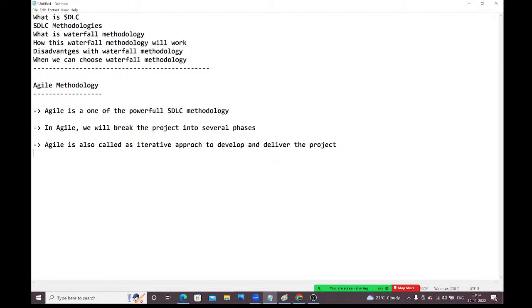See guys, Agile is one of the powerful SDLC methodologies. In Agile, we break the project into several phases, and we can call it an iterative approach. Yesterday I told you, if you go with Agile, we can achieve continuous development and continuous delivery. But if you go with waterfall, there is no continuous process. Develop and deliver, that's it. In Agile, there is a continuous process, sprint-wise.